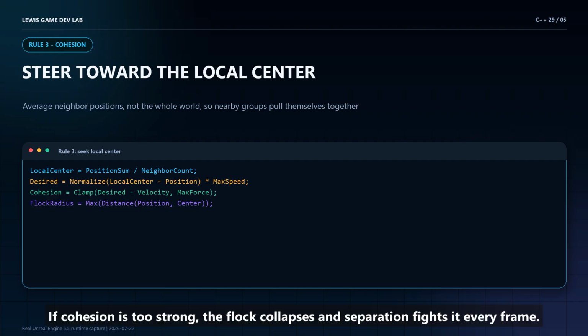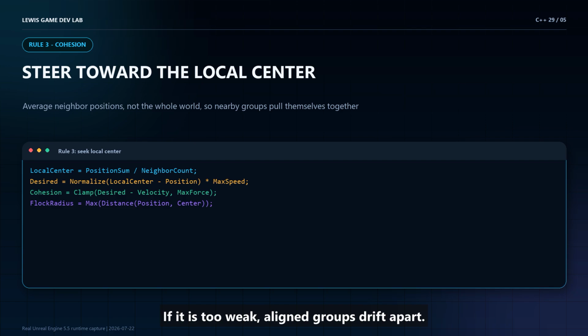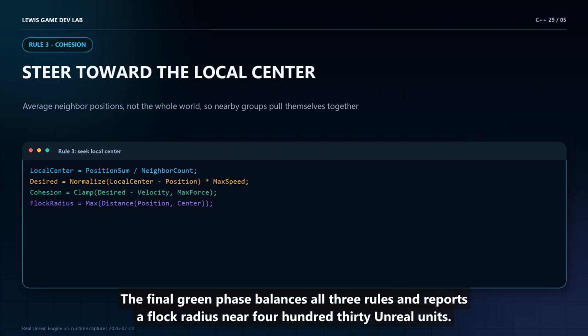If cohesion is too strong, the flock collapses and separation fights it every frame. If it is too weak, aligned groups drift apart. The final green phase balances all 3 rules and reports a flock radius near 430 Unreal units.